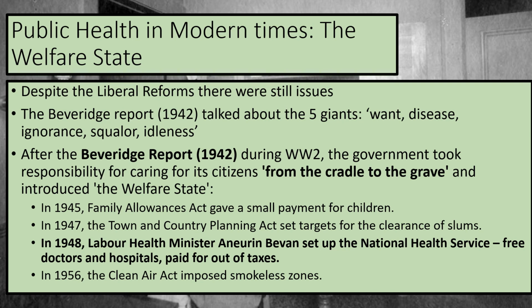So in 1945, we get the Family Allowances Act, which gives a small payment for children. In 1947, we get the Town and Country Planning Act, which sets targets for the clearance of slums. Now, that's really important because even today, there are a lot of very strict rules about what quality of housing has to be like, and this all begins in 1947 with the Labour government introducing this act. Next, we have the really crucial one.